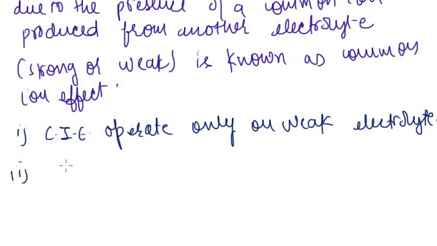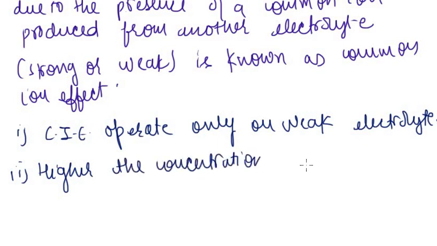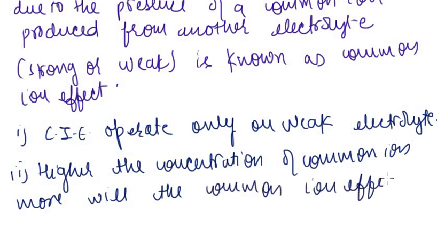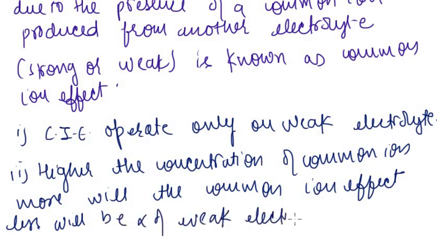Now the second point is, higher the concentration of common ion, more will be the common ion effect, less will be alpha of weak electrolyte. On increasing the concentration of common ion, less will be the alpha.